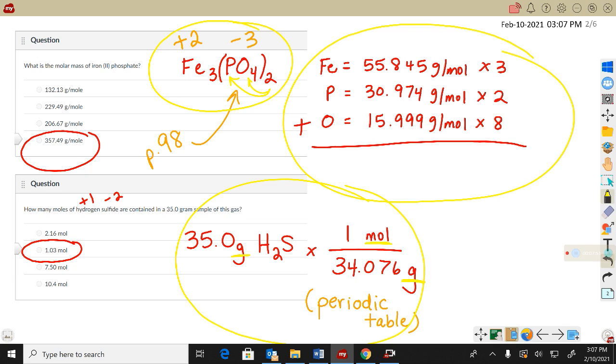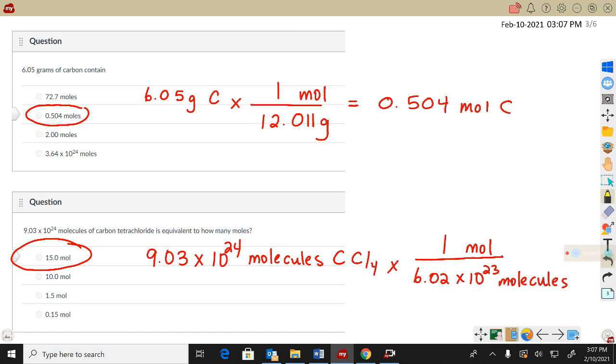This would be a multiple choice question that I could just set up, and even if I didn't have a calculator, I could pick the reasonable answer. There's only one that's reasonable. All right, so it's all about setting up these proportions and getting the units right. We're obsessed with our units.